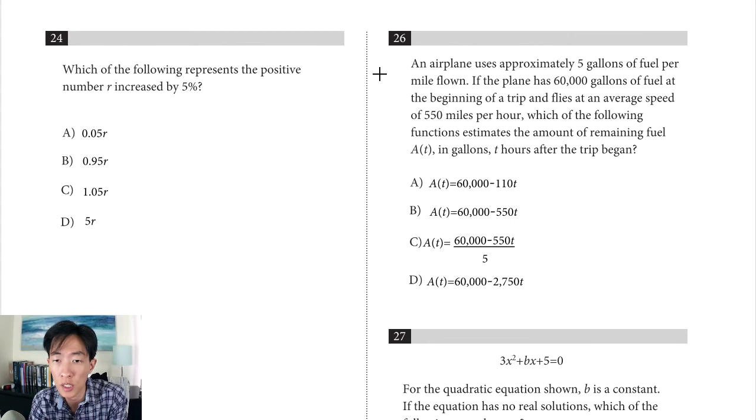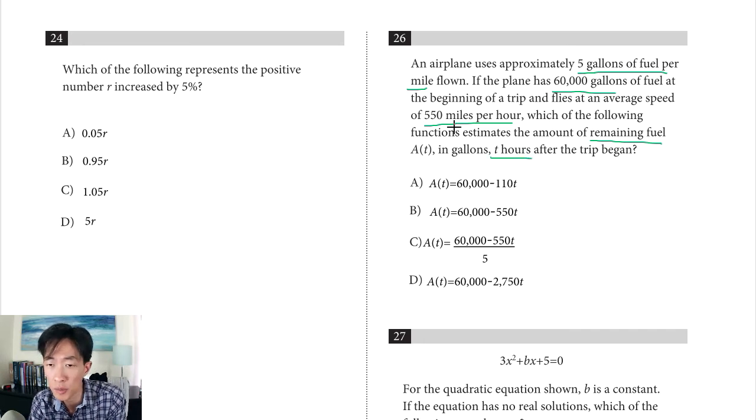Question 26, an airplane uses approximately 5 gallons of fuel per mile flown. If the plane has 60,000 gallons of fuel at the beginning and flies an average speed of 550 miles per hour, which of the following functions estimates the amount of remaining fuel t hours after the trip began?